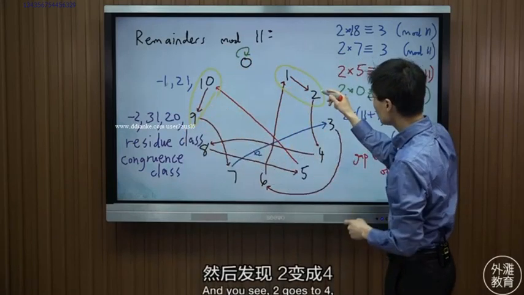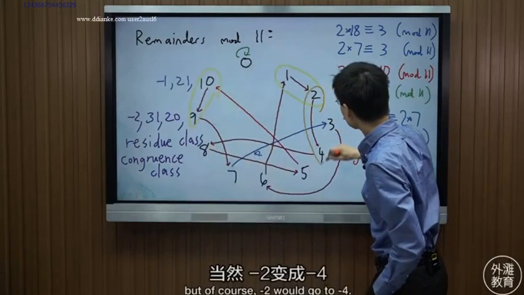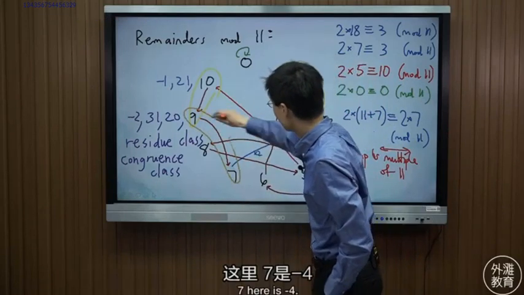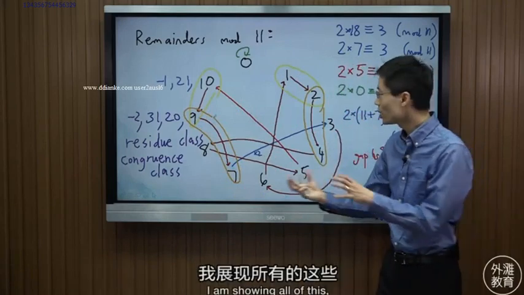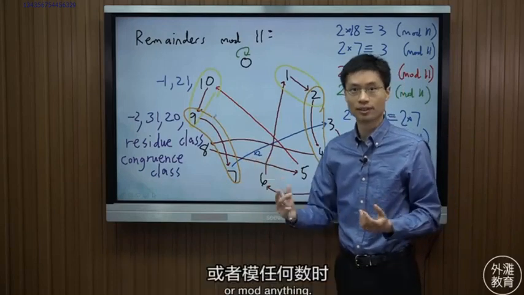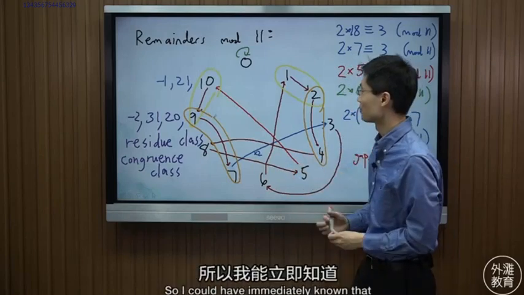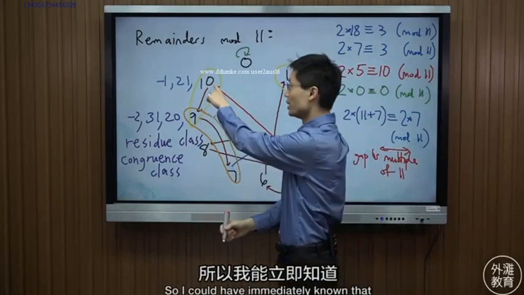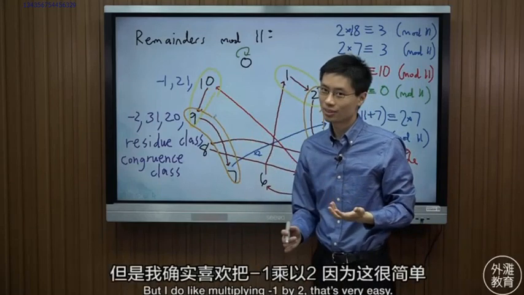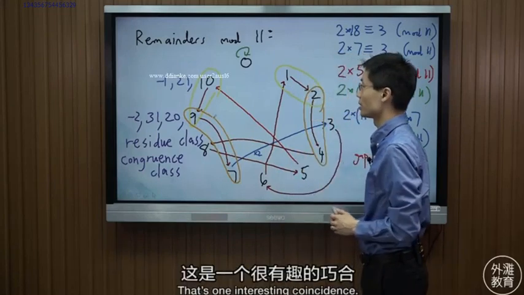And you can see 2 goes to 4. But of course, minus 2 would go to minus 4. 7 here is minus 4. I'm showing all of this because when you're doing multiplication, mod 11 or mod anything, you can do shortcuts by using the minuses. So I could have immediately known that 10 will go to 9 because 10, I don't like multiplying 10 by 2, but I do like multiplying minus 1 by 2. That's very easy.